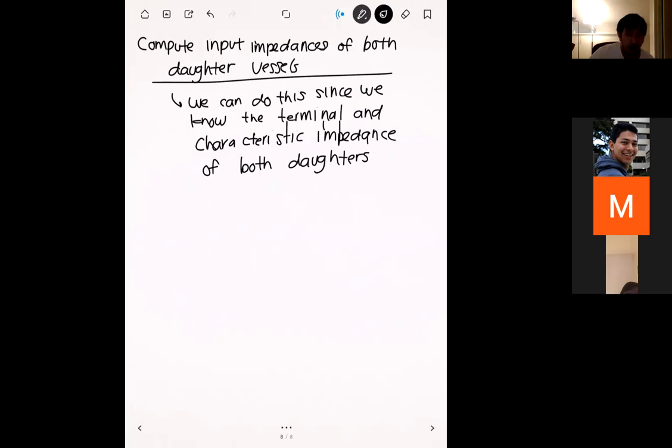All right. And so let's go ahead and write out the formulas for that. First, let's do Zi2. Zi2 is going to be Z02 multiplied by 1 minus gamma e to the minus 2 lambda 2 L2, where L2 is the length of that first daughter vessel, all over 1 plus gamma e to the minus 2 lambda 2 L2.